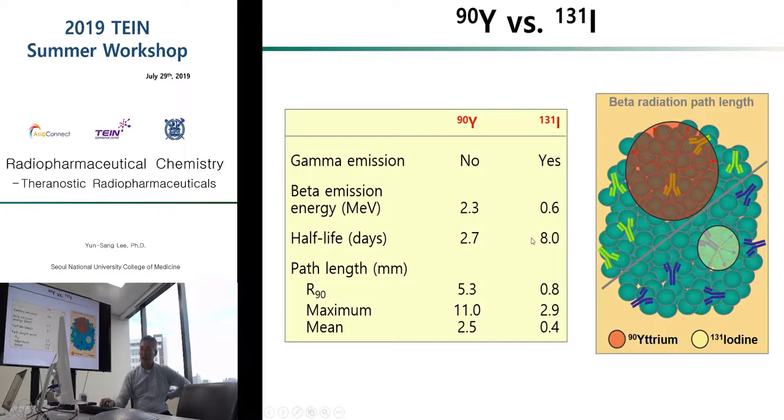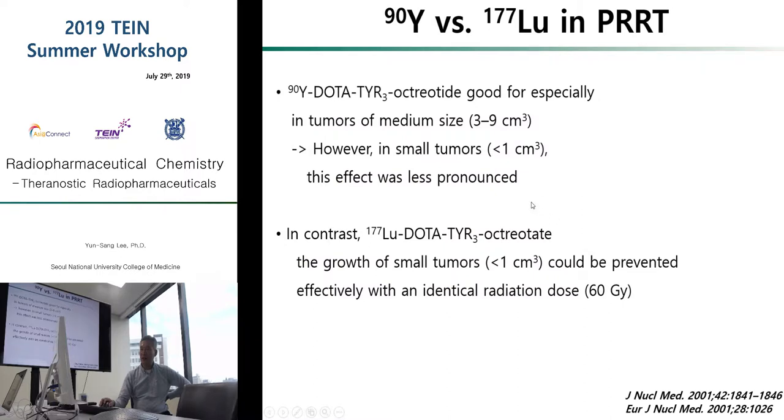But they said that in the case of yttrium, it is a high kinetic energy beta, so that is good for a huge tumor size. Then lutetium has a longer half-life, but the energy is 0.3 megaelectron volt.